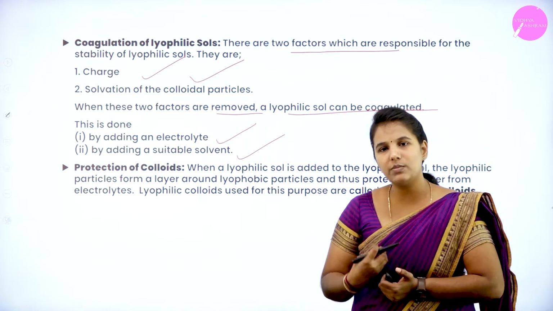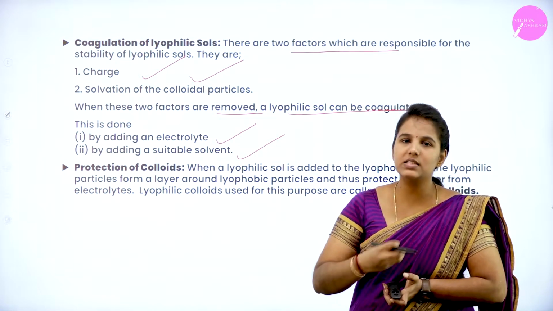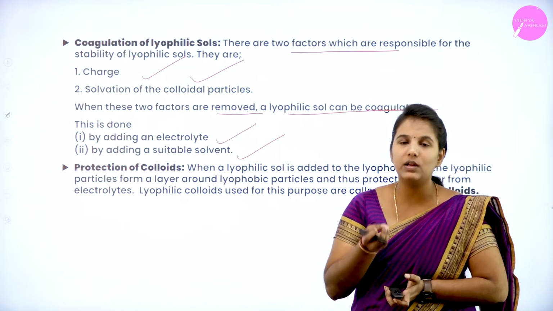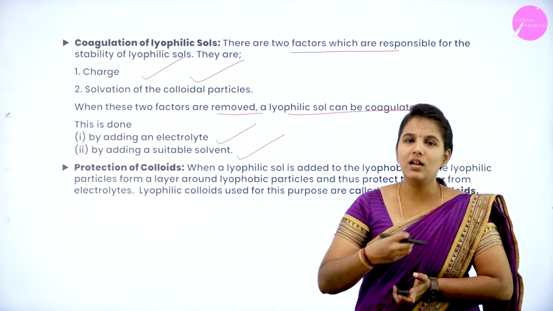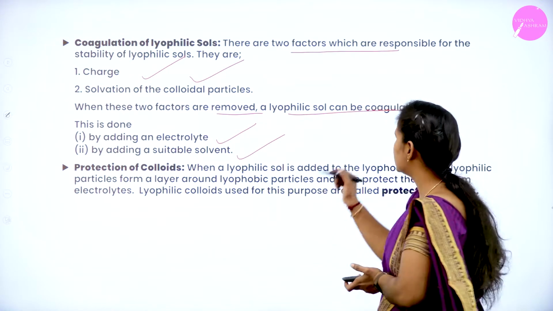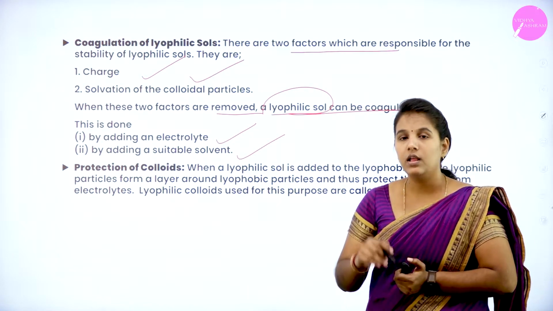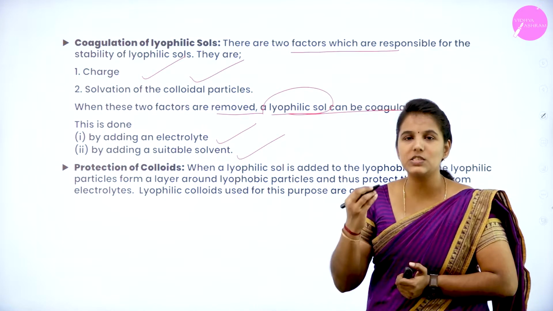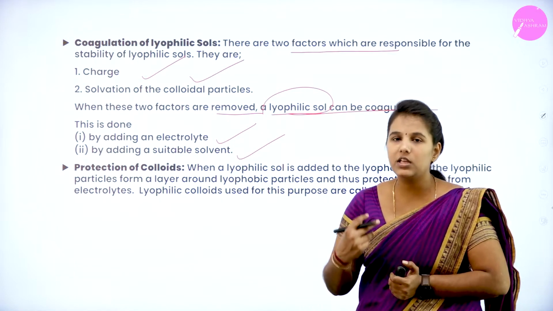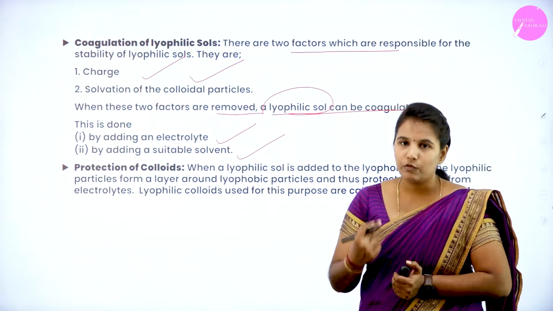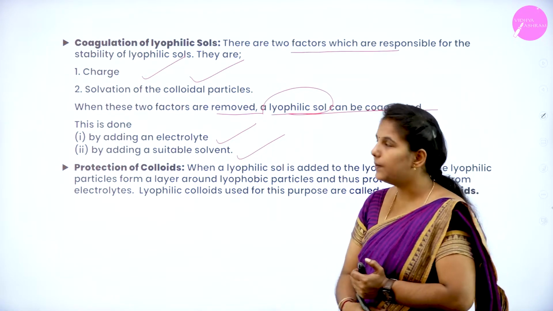The suitable solvent will remove the solvation, and the suitable electrolyte, which is nothing but a coagulating ion, will neutralize the charges present in the lyophilic colloid. This is how coagulation or precipitation is also done in lyophilic colloids. The only thing is we need to remove the two important factors: one is the charge and the other is the solvation of the colloidal particle.